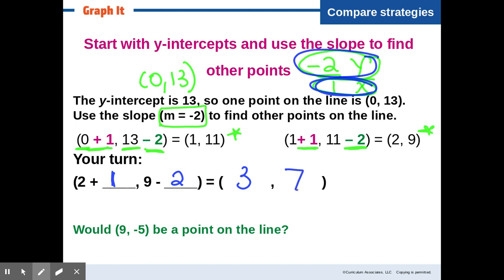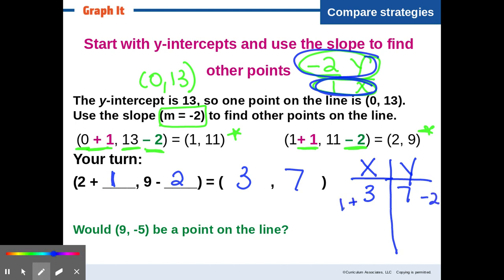It also wants to know, would (9, -5) be a point on the line? So let's take a look at another way we can do this instead of just looking at ordered pairs. I'm going to put my latest one, (3, 7). I know my y's, I'm subtracting 2 each time, and my x's, I'm adding 1 each time. So if I were to come up with another ordered pair, 3 plus 1 is 4, 7 minus 2 is 5. So that would be another one.